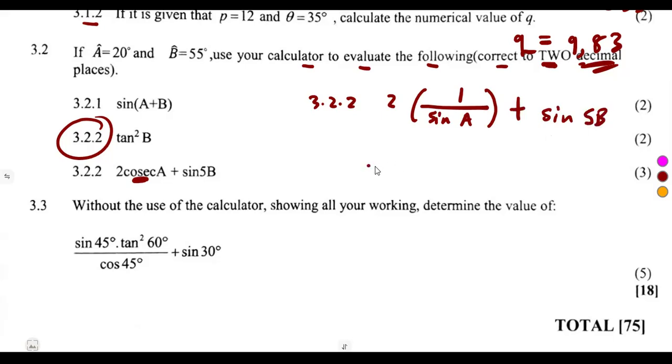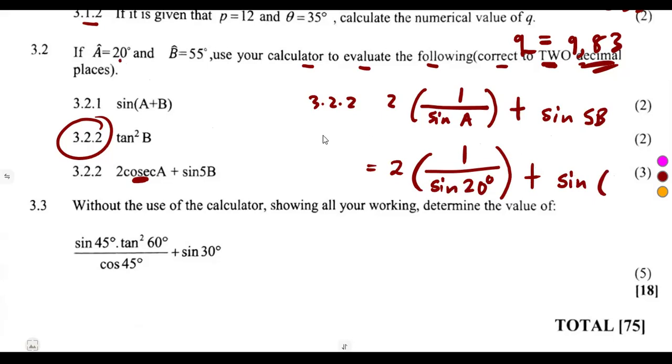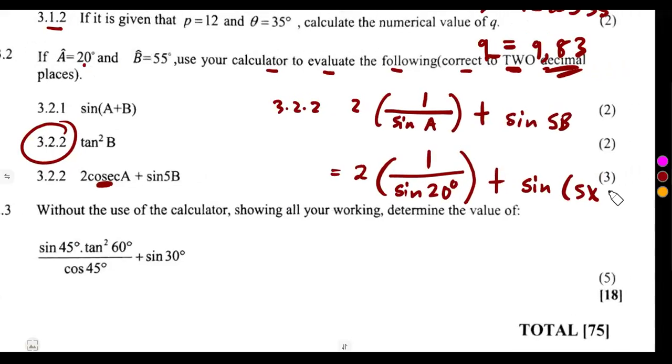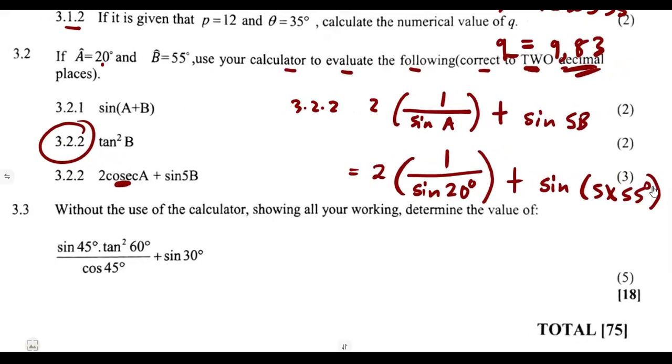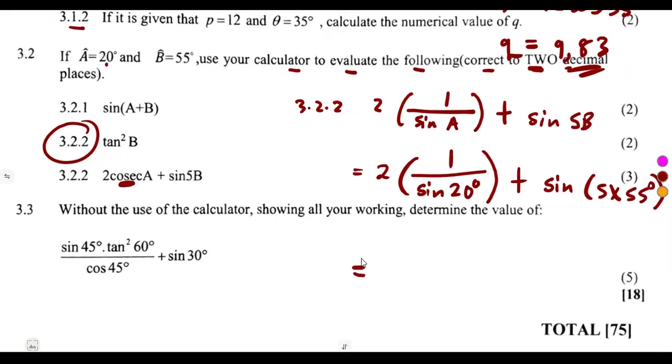All right, so let's put our values into 2 over the sine of A. What is our A? 20 degrees, plus the sine of 5B. So this is our B, which is what? 55. So that's 5 times our B, which is 55 degrees. So that's it, guys. We can even use our calculator like this.